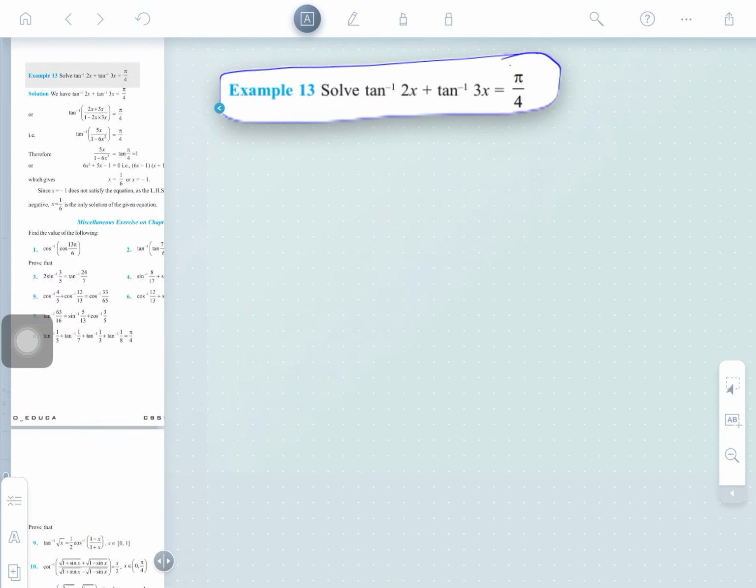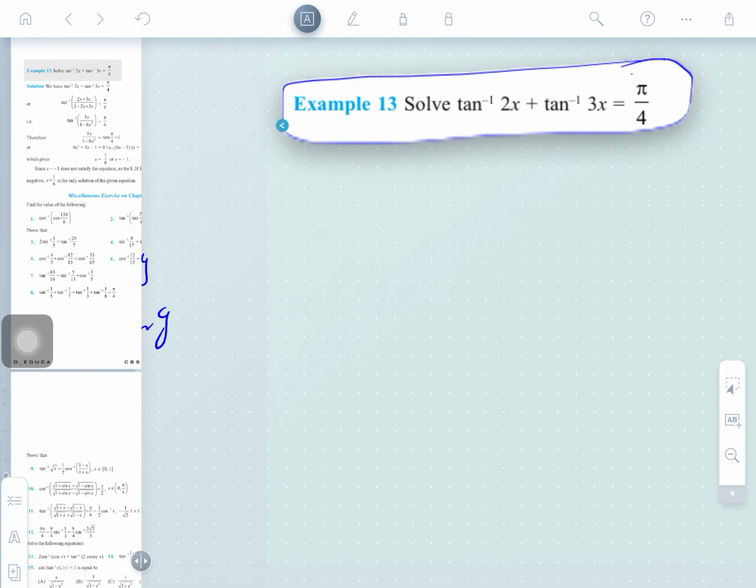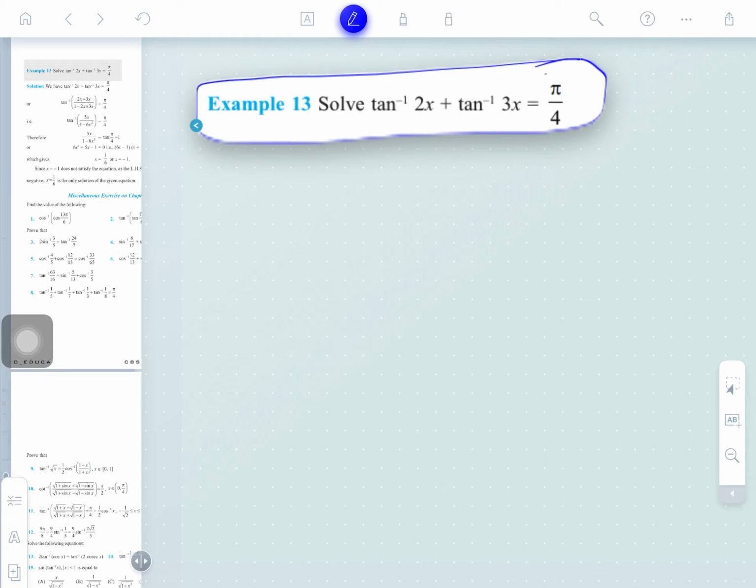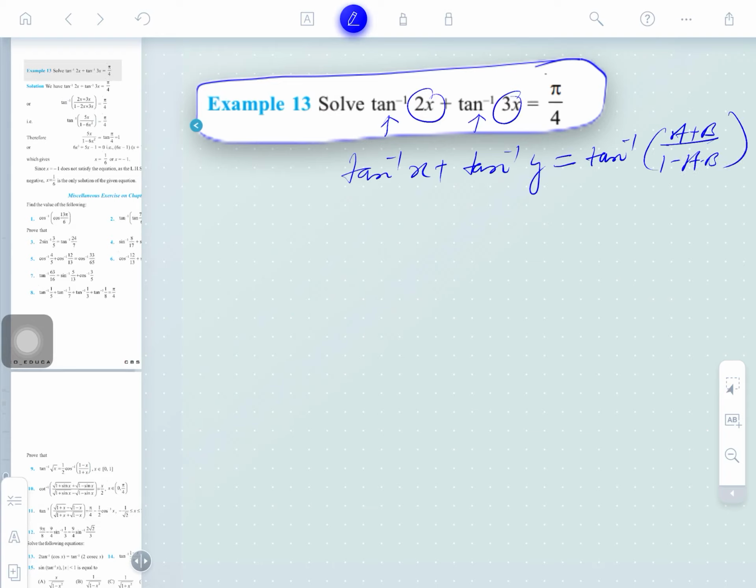Look, what is it saying? The pattern we are observing is tan inverse x plus tan inverse y, which means the same function and a different domain. The function is the same but the domain is different. So tan inverse of the first, the second, and 1 minus first times second. Is that clear?